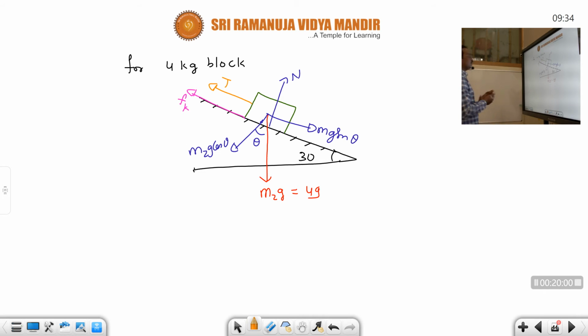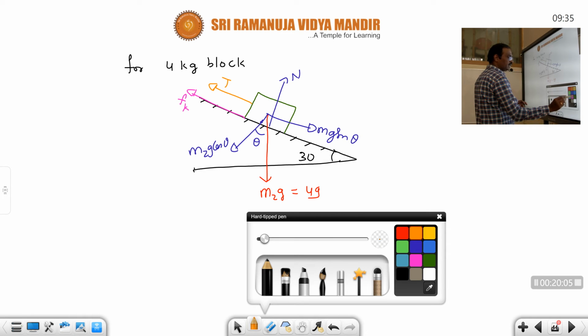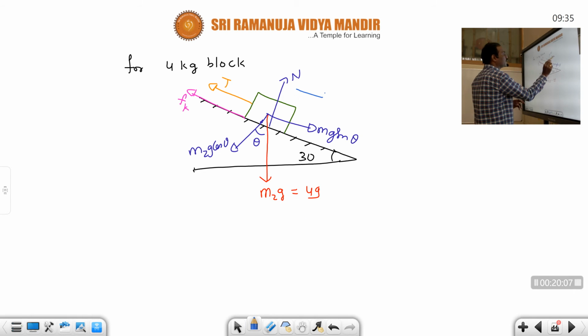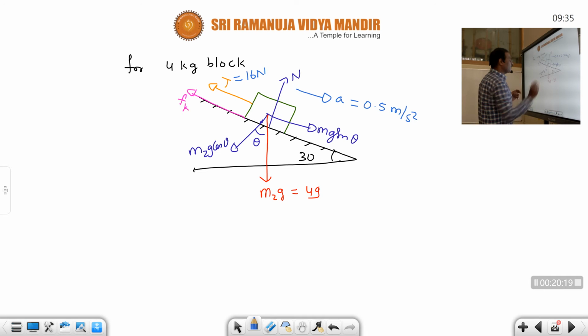Now every value is taken here, and the block is accelerating with an acceleration a in the downward direction. This is the acceleration of the block. Now T value is equal to 16 Newton is given. Acceleration a is equal to 0.5 meter per second square is given. Then here mg sin theta, mg sin 30 will be there.